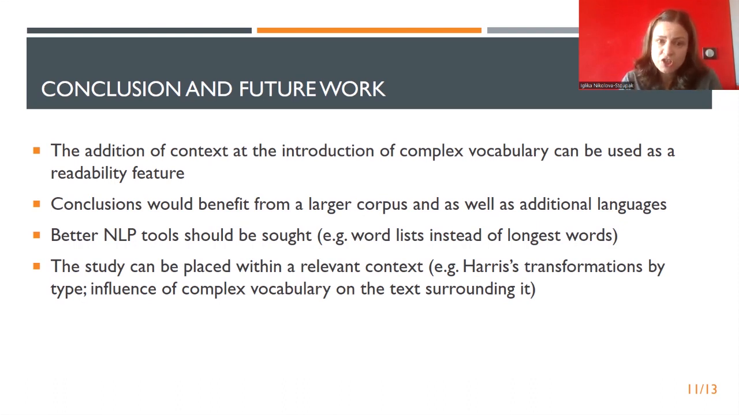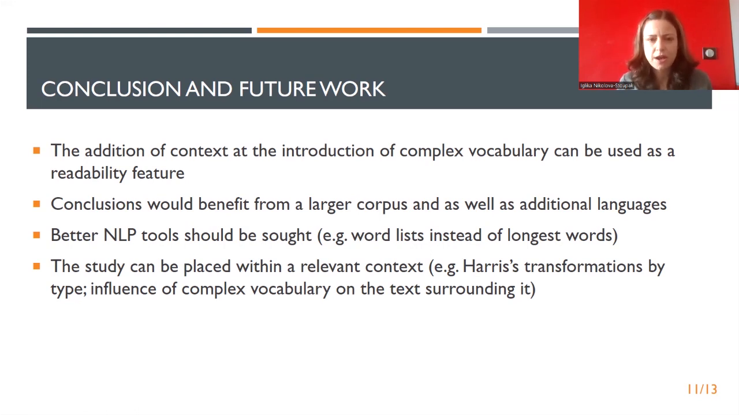Then, of course, as mentioned, a larger corpus with a larger variety of languages and types of text would really help further confirm the findings of this study, as well as maybe come up with more narrow findings related to how different languages work in relation to this feature, for instance. Then always better NLP tools would be really of help, such as maybe not making use of the longest words in a text, but of word lists that would be more reliable when it comes to finding the complex words in a particular work.